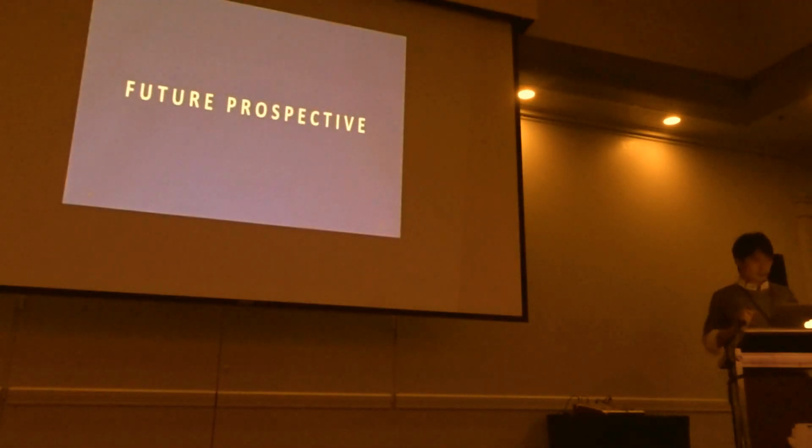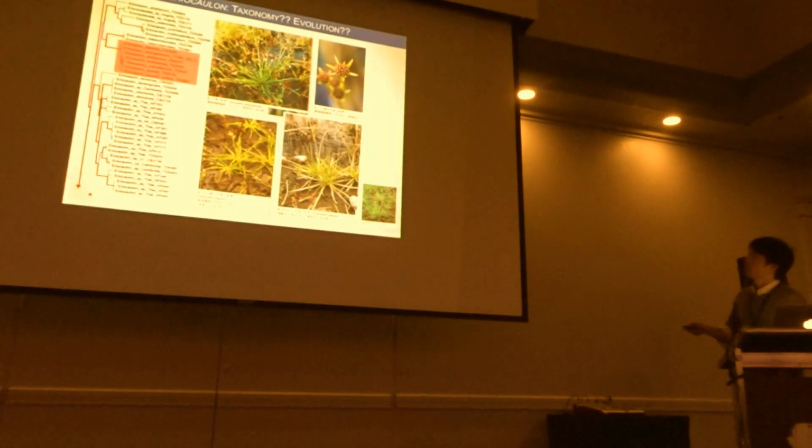And the last one is a small topic, future prospect. This one goes back to the original phylogeny tree, and what we found is little variation among the species in Japan.